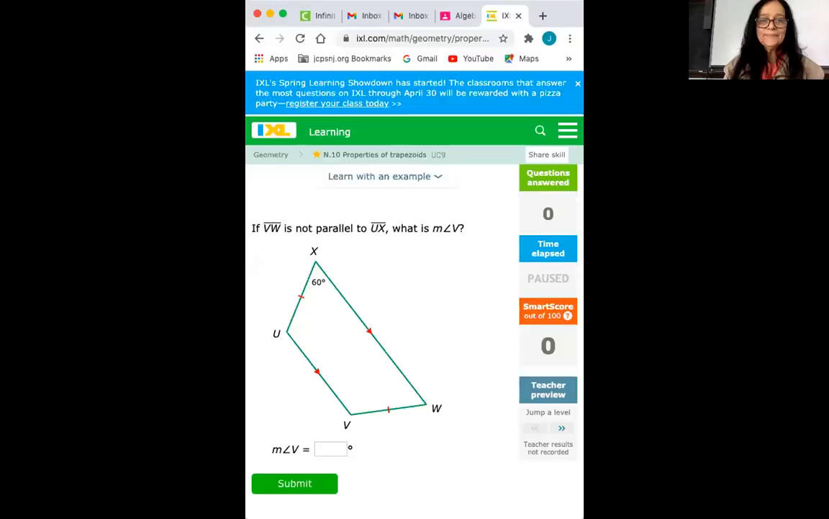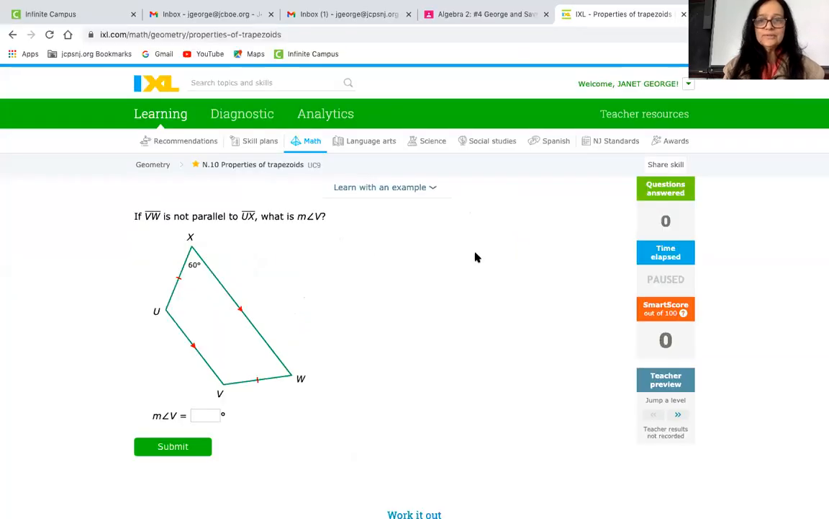Hi everyone, let's try some problems about properties of trapezoid. Okay, let's try this one. What is the measure of angle V?